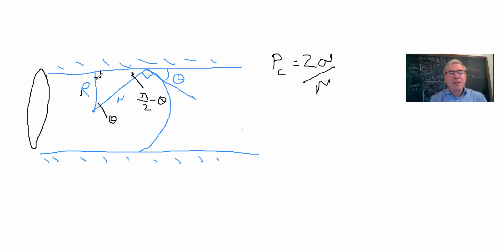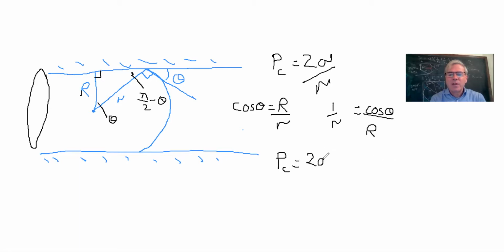And now what we can write, we've got a right angle triangle. This is the hypotenuse. This is the adjacent to theta. We can write that cos theta is big R over little r. Therefore, 1 over little r is cos theta over R. So the capillary pressure for piston-like advance is 2 sigma cosine theta over r. So this is piston-like.